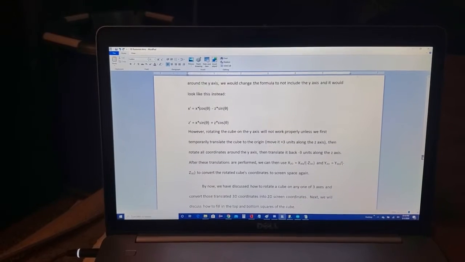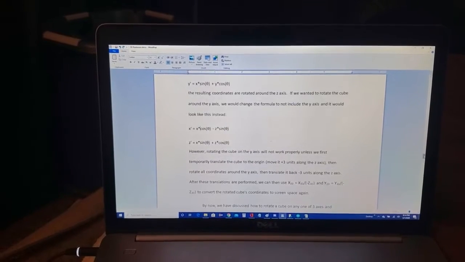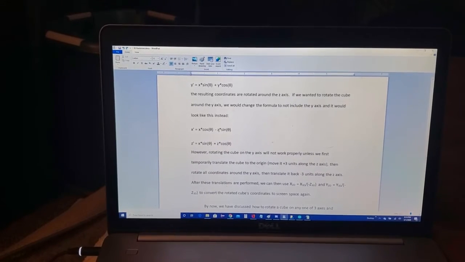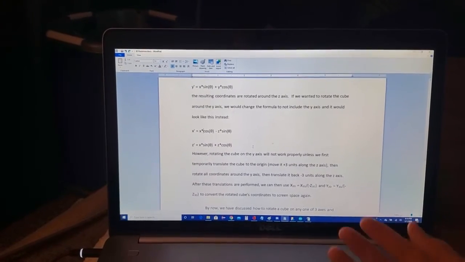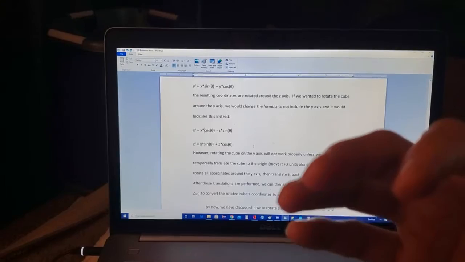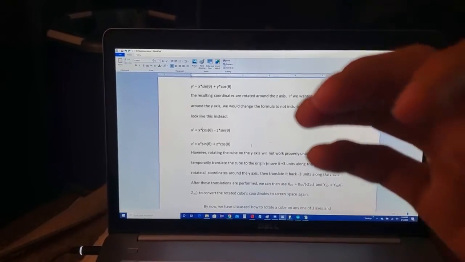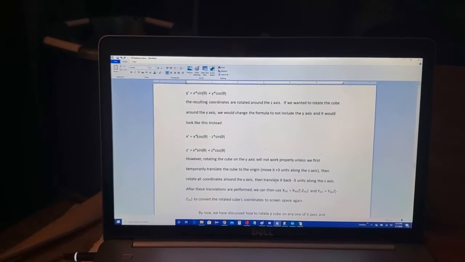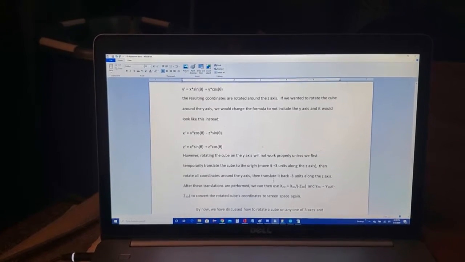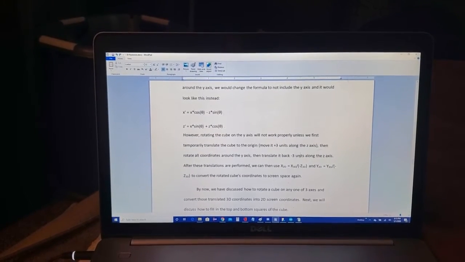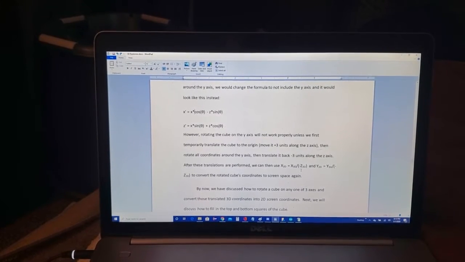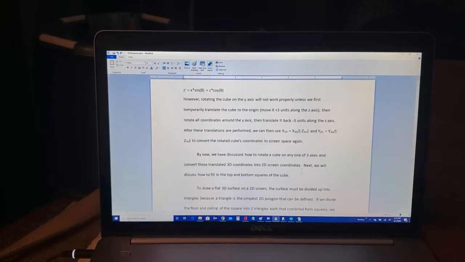Now, like it says here, if we want to truly rotate this around the y-axis, we do want to bring the cube temporarily into the origin of 3D space, then perform our rotation, and then move it back, which is fairly simple. It's just addition. We move it 3 units because the center of the cube is 3 units away from the viewpoint.